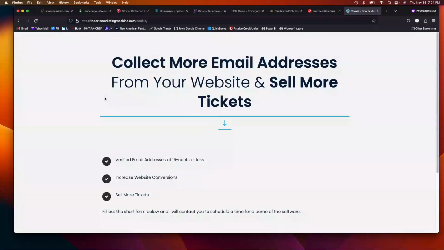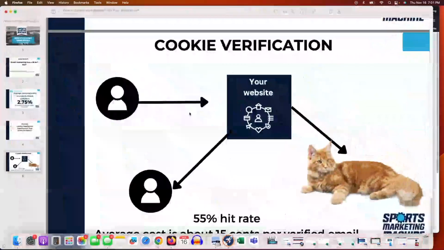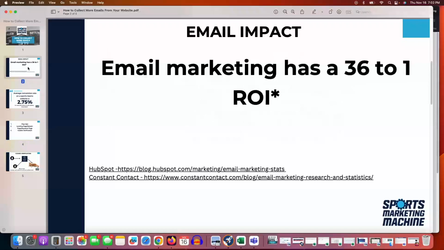So there you go. Hope you got a lot of insight from today's episode. You have the ability to collect a ton of email addresses by doing a pop-up on your website, or you could also do some sort of splash page, your landing page, your squeeze page, some sort of variation of that, or even a quiz in the off season to collect more email addresses. But at the end of the day, the more email addresses that you collect from your website, the more money you are going to make either selling tickets or selling merchandise.